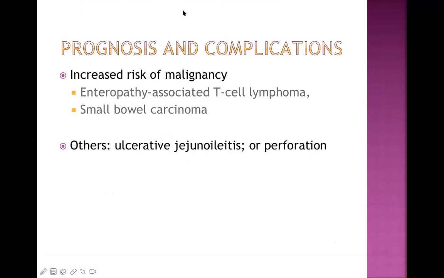Now let's talk about the prognosis. Okay, talk about the prognosis and complications of celiac disease. One of the complications I've already listed. This is called T-cell lymphoma, enteropathy-associated T-cell lymphoma. And another malignancy may also arise there, which is called small bowel carcinoma. Apart from them, ulcerative jejunoileitis or even perforation can happen because of extensive inflammation, but these are a bit rare type of complication.